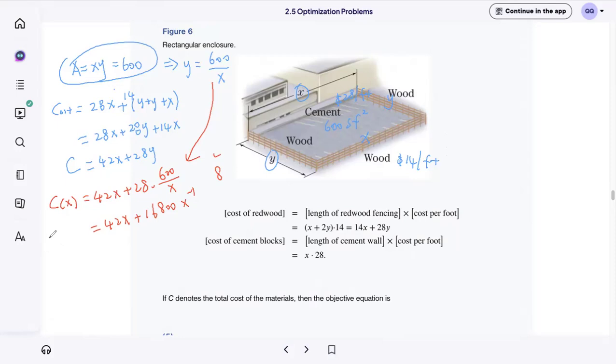Right, to minimize the cost, we need to take a derivative. We want to find C prime of X. That's 42 minus 16800 X raised to the -2. And we want to set this to 0. So we get 42 equals 16800 divided by X squared. Well, multiply by X squared on both sides, so we get this. Then we divide by 42 on both sides. Let's see, 16800 divided by 42.